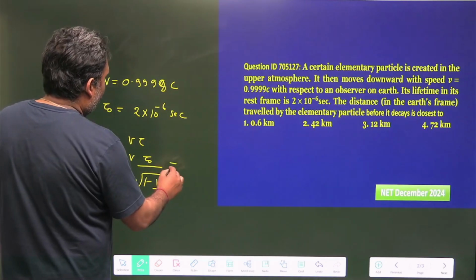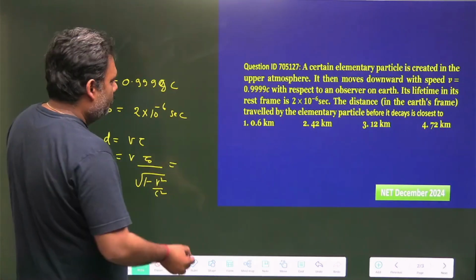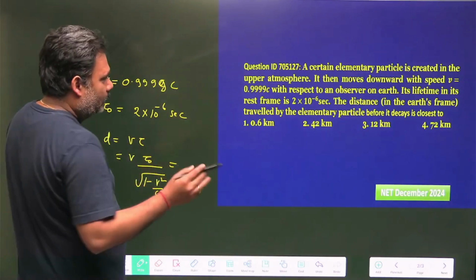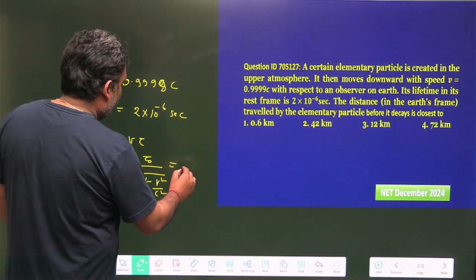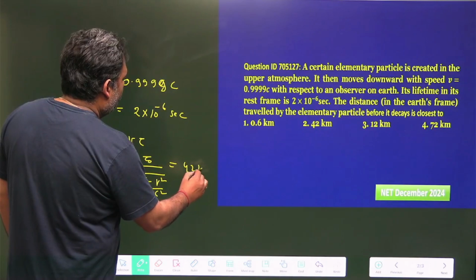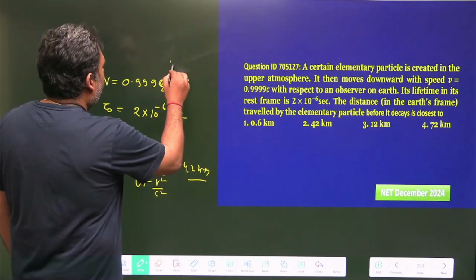Once you calculate all these things, this calculation I am just leaving for you. You can calculate with the use of a calculator. You will get 42 kilometers. So option 2 is correct.